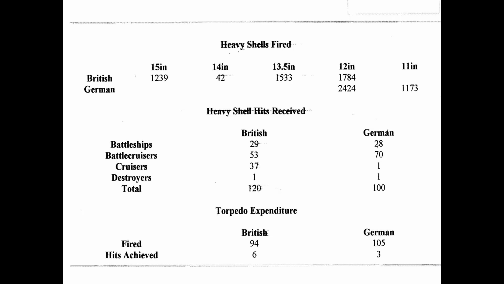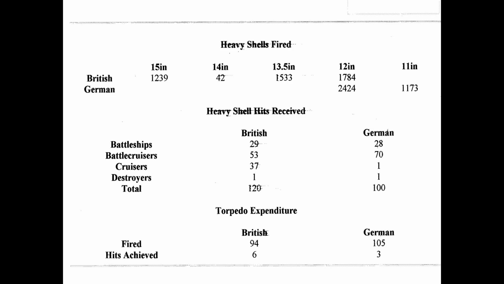This is the amount of ordnance fired. Now let's look at the heavy shells. The British fired 1,239 15-inch shells, 42 14-inch shells, 13.5-inch shells they fired 1,533, and then 12-inch shells they fired 1,784. The Germans' biggest ship was just 12 inches, so that's 24, and then 1,173 for the 11-inch guns. So the Germans fired about 3,600 rounds. The British fired 4,500 rounds.